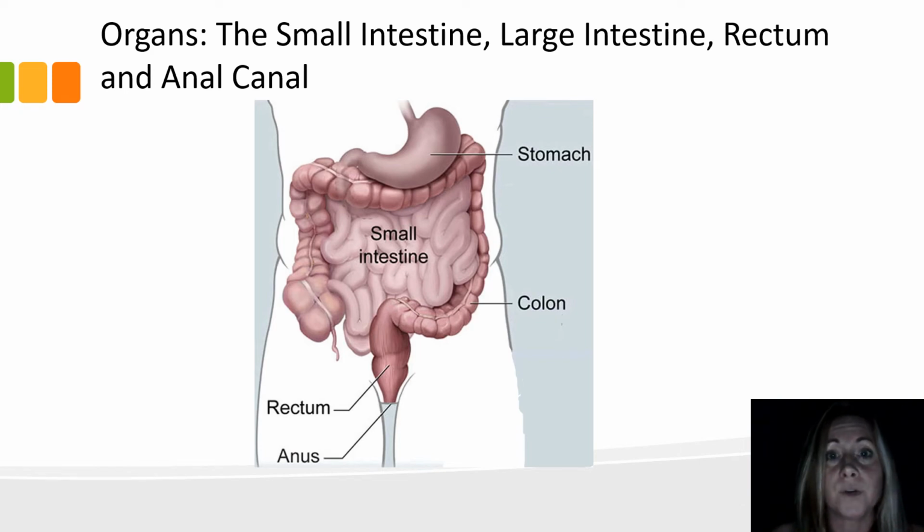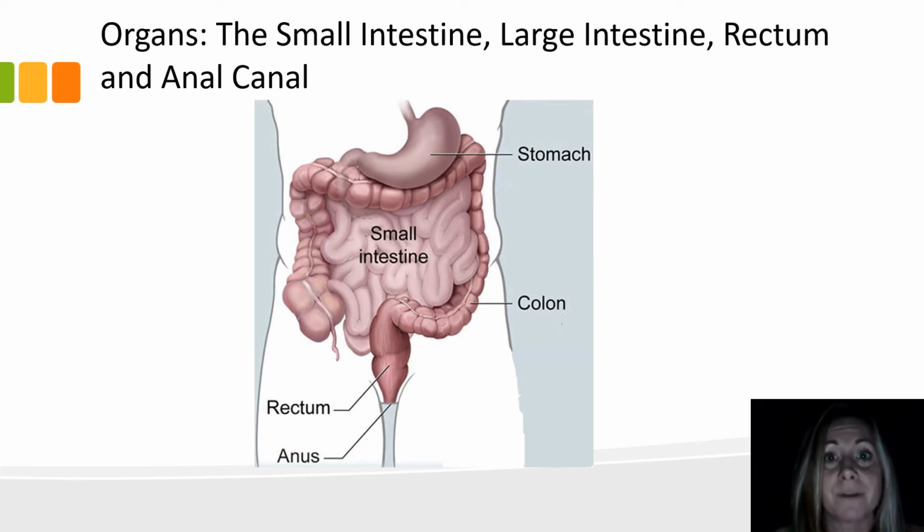Now let's look at the small intestine, the large intestine, the rectum and the anal canal. The small intestine is made up of three parts: the duodenum, the jejunum and the ileum. This is where most of the absorption takes place. The chyme becomes alkaline as it's mixed with hydrogen carbonate ions and it's moved along by peristalsis. It's mixed with pancreatic and intestinal juice until digestion is complete.